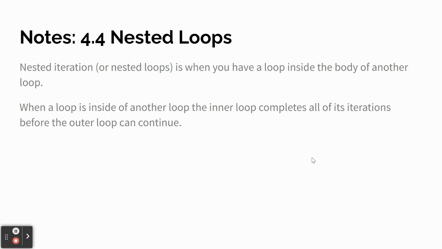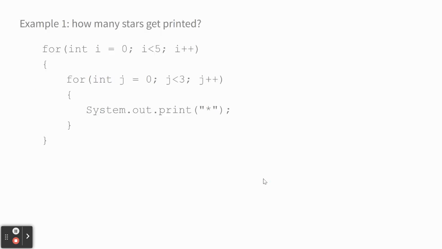So the inner loop has to finish its whole run before you go to the next outer loop. They're not happening at the same time. They're not both changing at the same time. It's all very in order. So I'll show you an example.